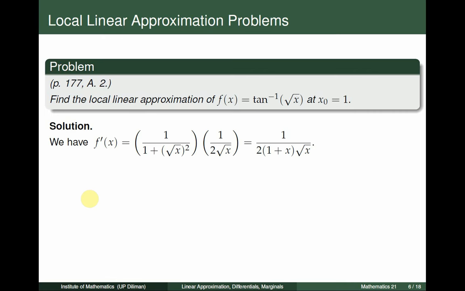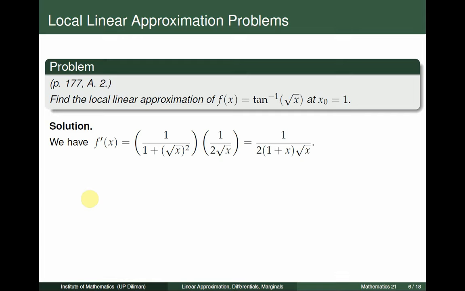So that explains the first term here, 1 over 1 plus square root of x quantity squared. And then we use the chain rule, take the derivative of square root of x, which is 1 over 2 square root of x. And then the rightmost side of the equation is obtained by combining these two fractions. So we have f prime of x, 1 over 2 times 1 plus x times square root of x. Okay, what else do we need? We have f prime x, we have f of x, and we have x naught.